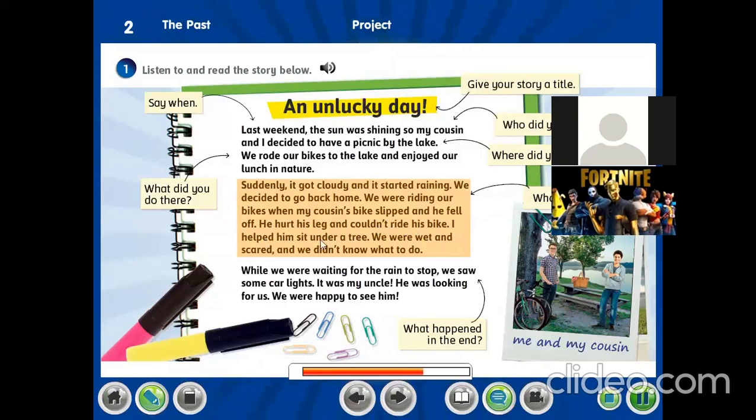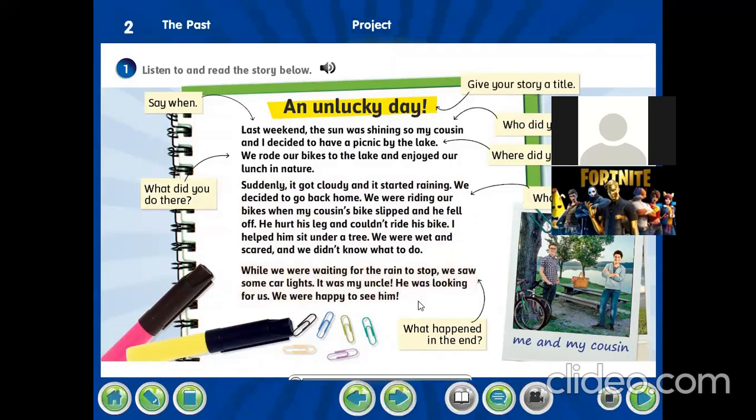I helped him sit under a tree. We were wet and scared, and we didn't know what to do. While we were waiting for the rain to stop, we saw some car lights. It was my uncle. He was looking for us. We were happy to see him. You see, this is the same as a composition, but about a weekend and what happened in the weekend, okay?